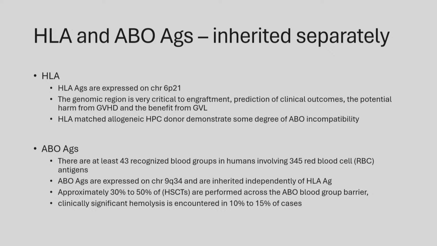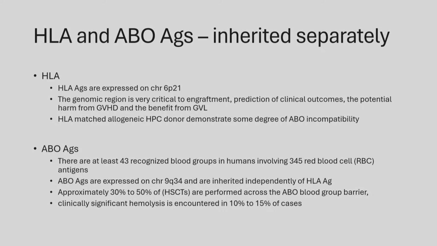Here, the HLA and ABO antigens luckily inherit separately. The HLA antigens are expressed on chromosome 6, and the genomic region is very important for engraftment, prediction of clinical outcomes, and the potential harm from GVHD or the benefit from GVL. So when we do HLA matched transplants, the donor stem cells tend to have some degree of ABO incompatibility in our practice. The ABO antigens are expressed on the 9th chromosome and inherited independent of the HLA antigens.